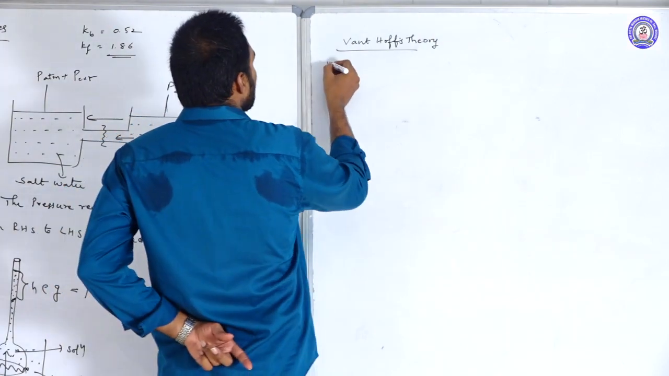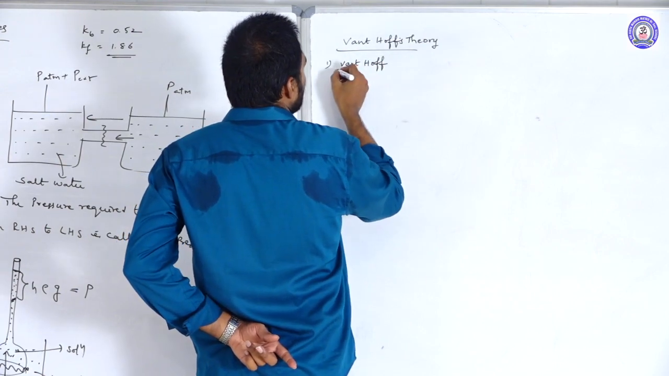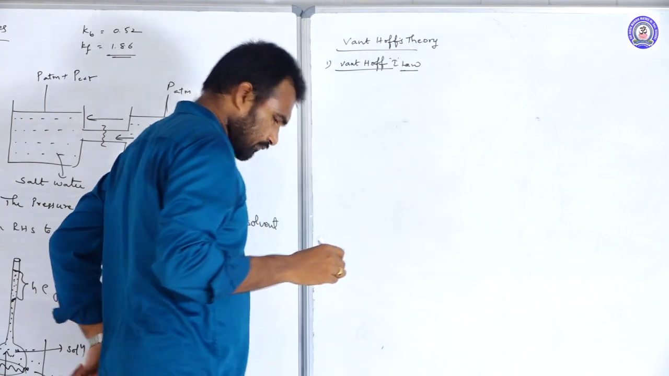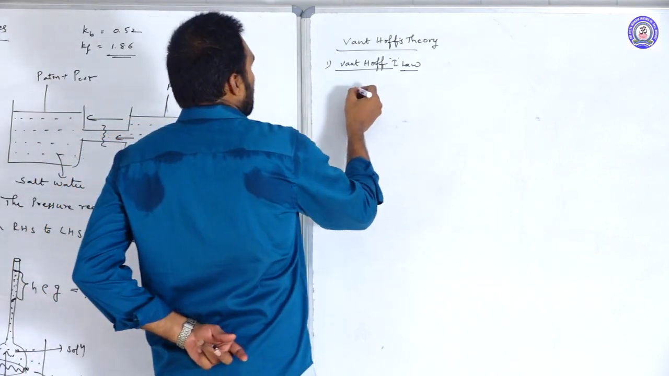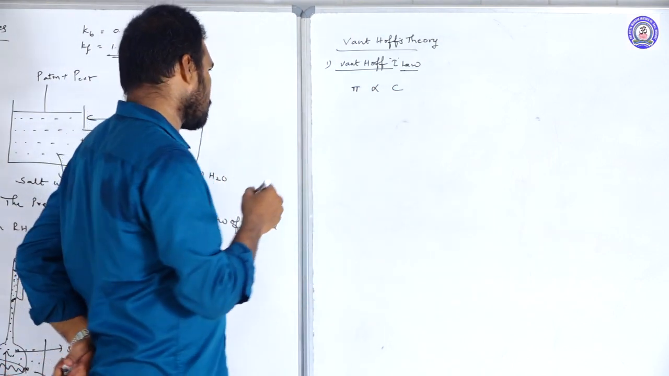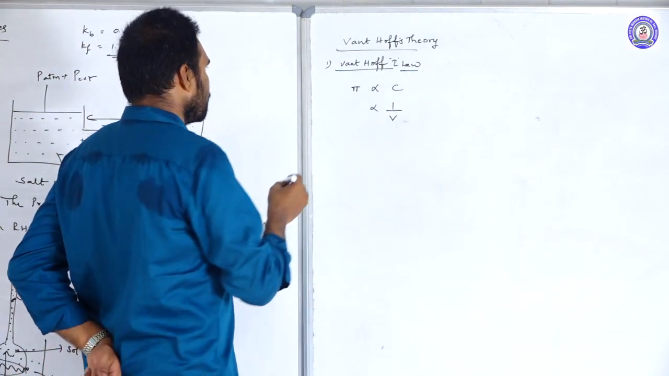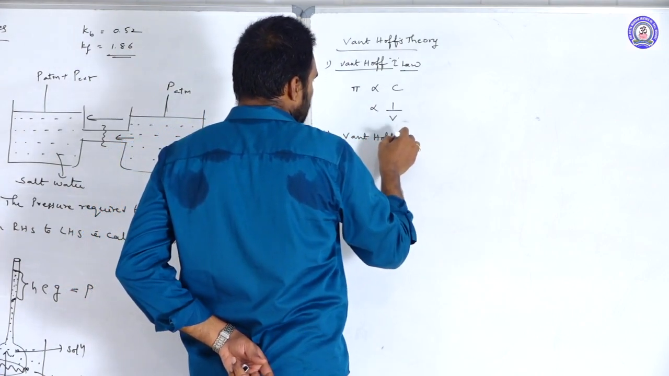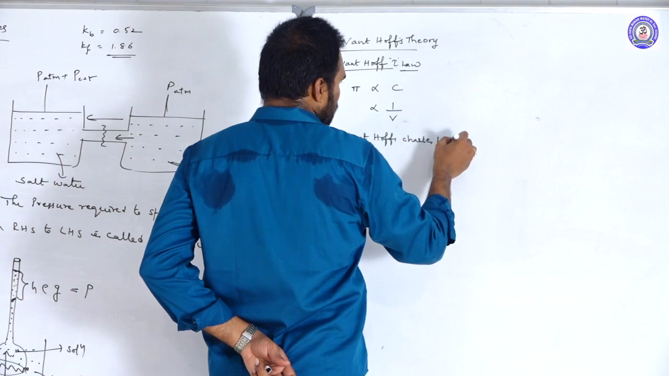Let us see. In that, the first one, Van 't Hoff's first law. So what is Van 't Hoff's first law? According to it, the osmotic pressure is directly proportional to concentration, and it is inversely proportional to volume. That is the first law. And the second one, Van 't Hoff's second law or Van 't Hoff's Charles law. The first is Van 't Hoff's Boyle's law and this is Van 't Hoff's Charles law.